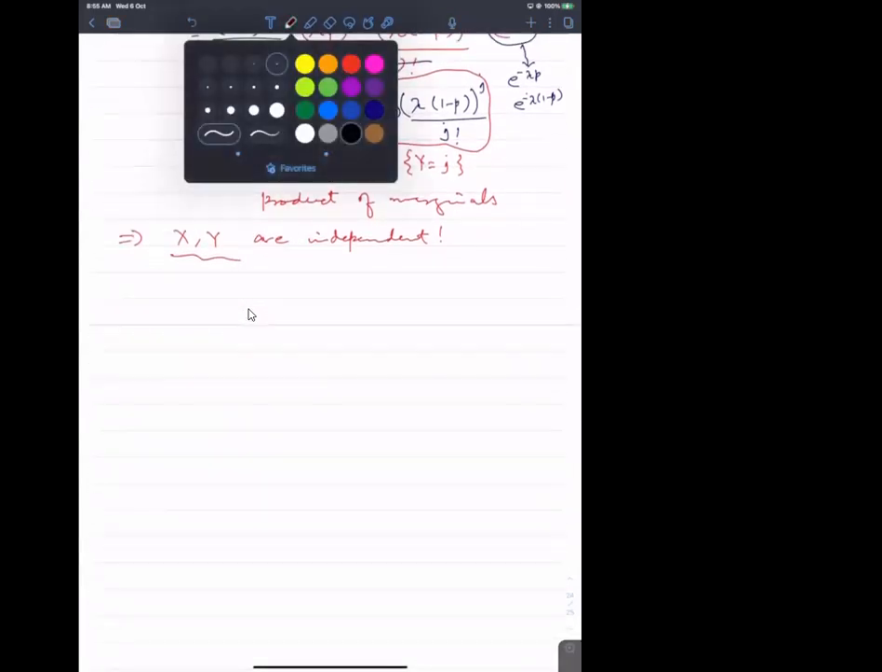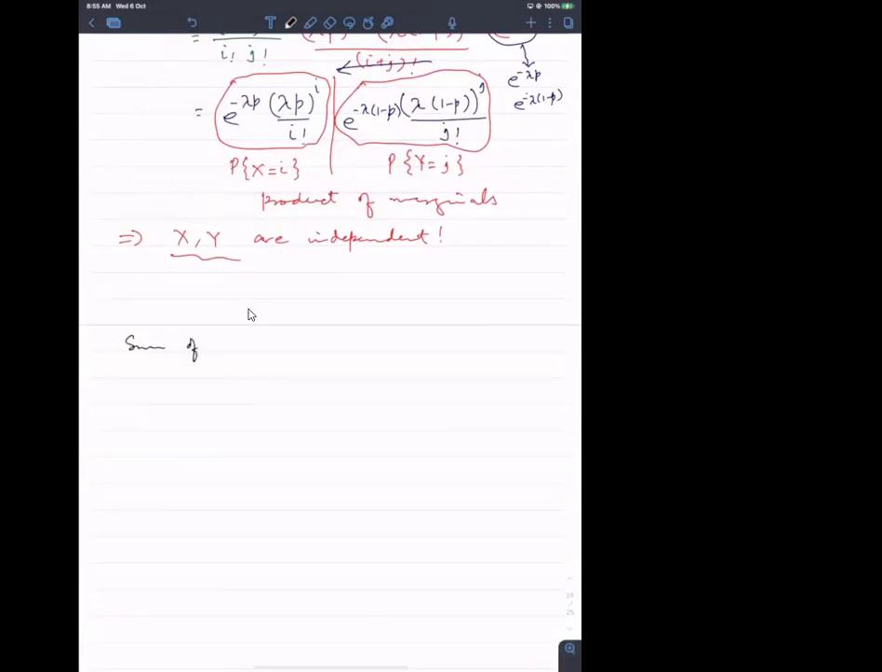So now I'm going to talk about the sum of independent random variables, independent and discrete random variables. It is important that they are independent.